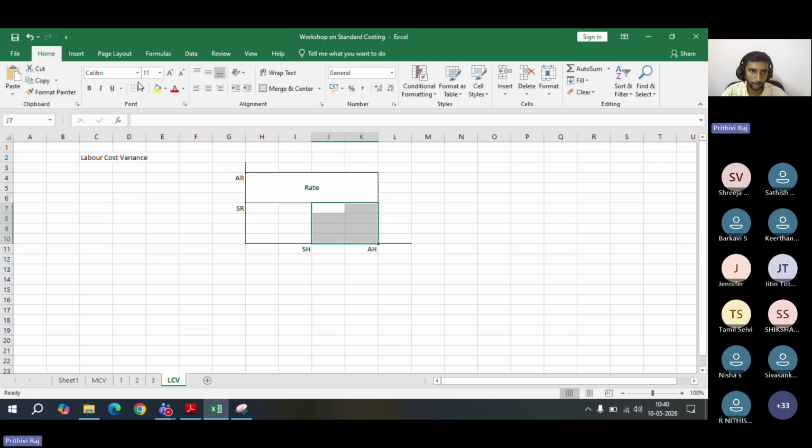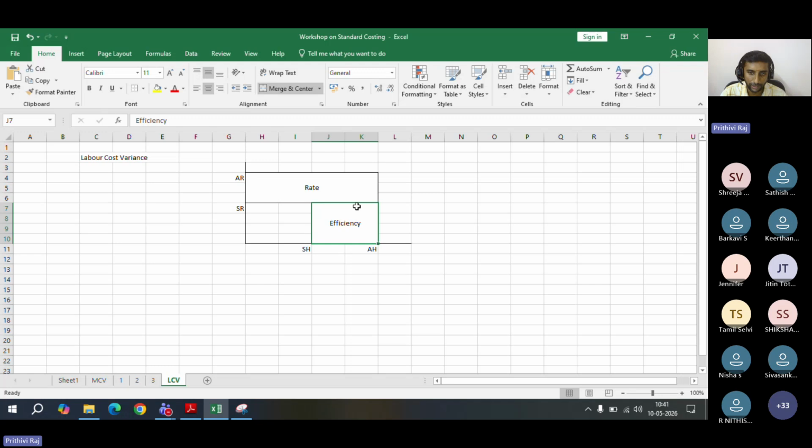Now next, this box. There we showed usage. But for labor, we are not going to use the word usage. We are going to use the word efficiency. Understood? Now what is the labor rate variance formula? SR into AH, this box. SR into AH minus AR into AH.